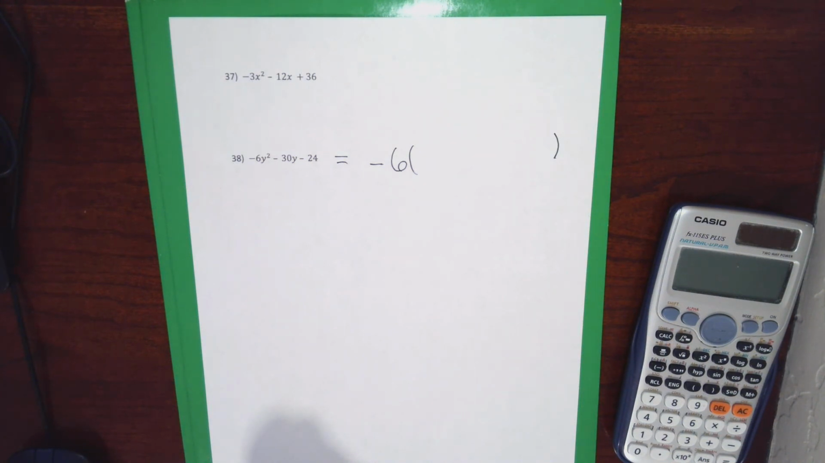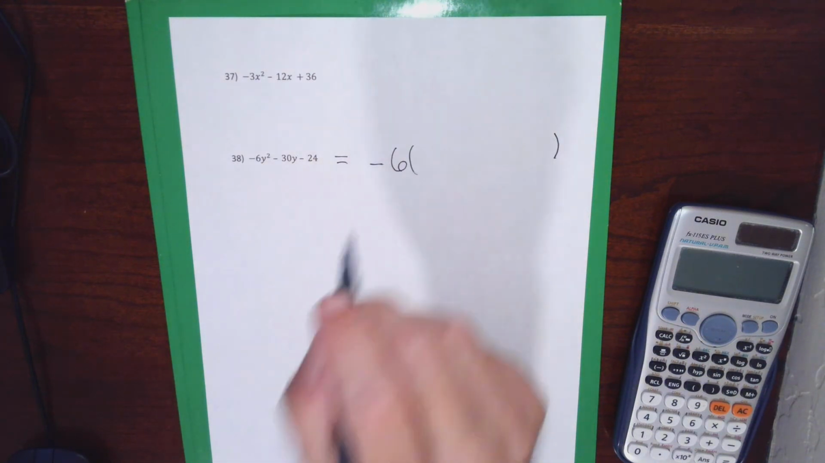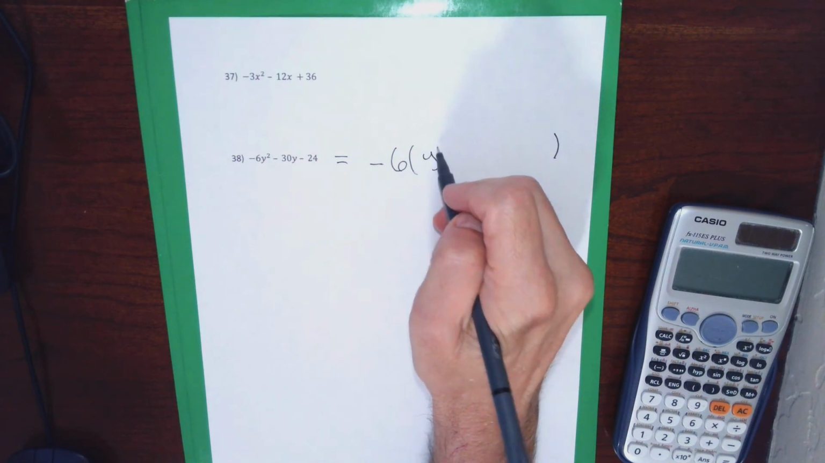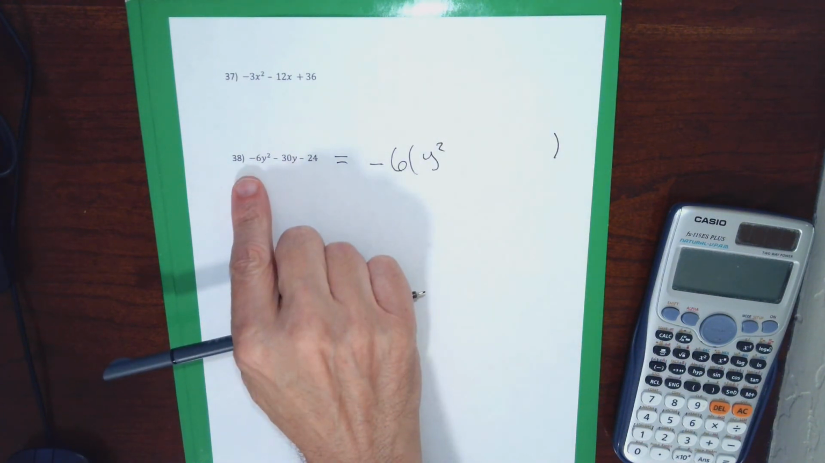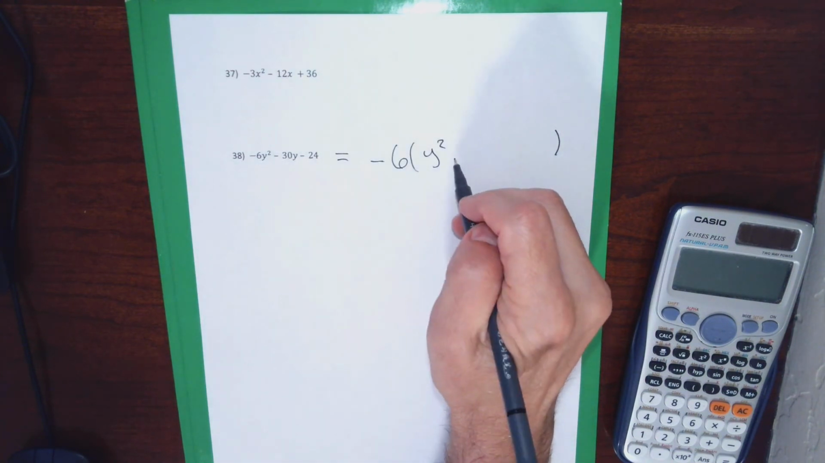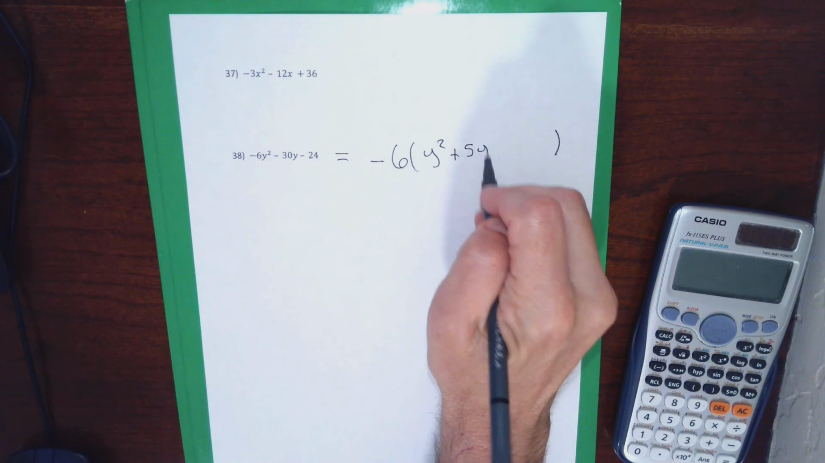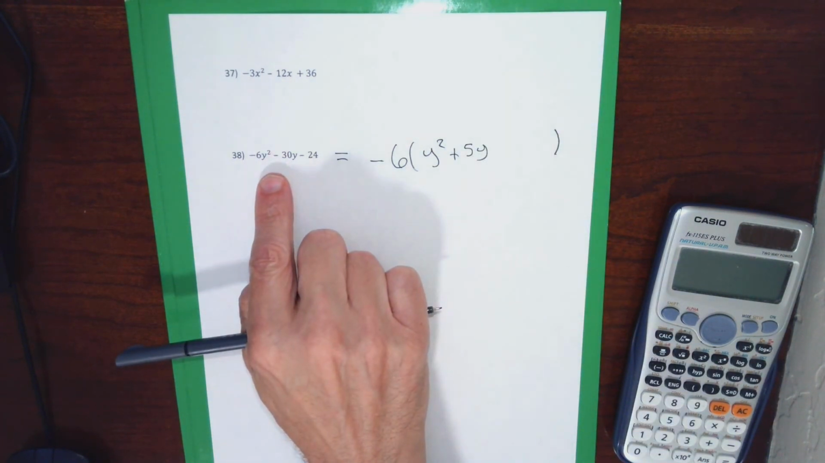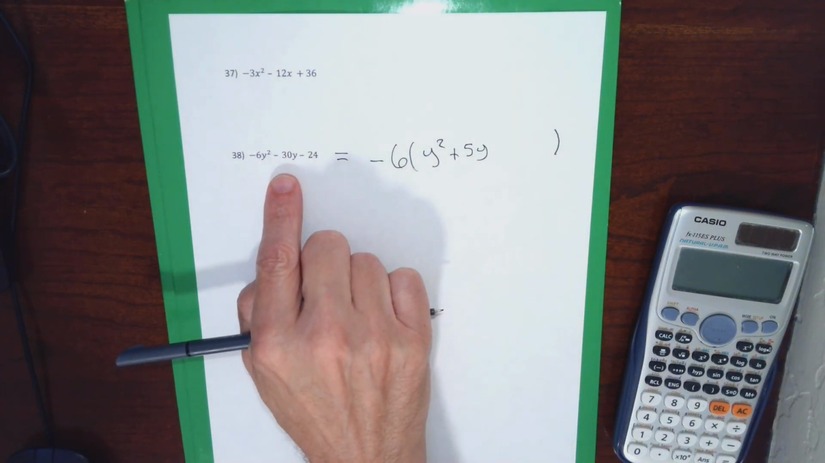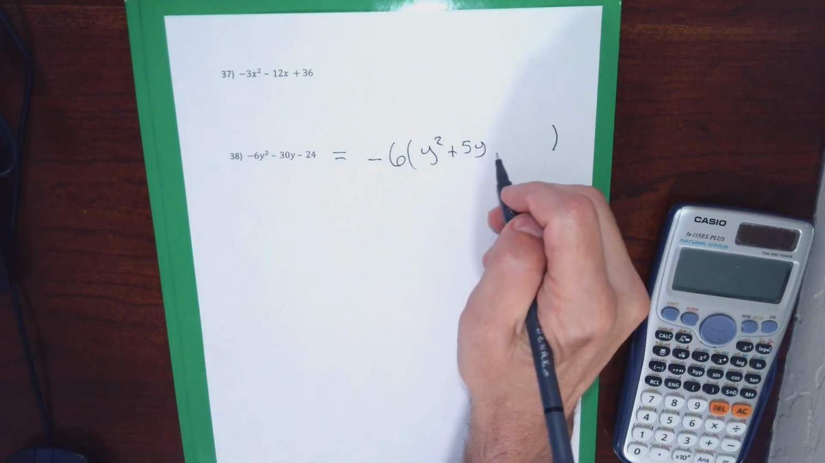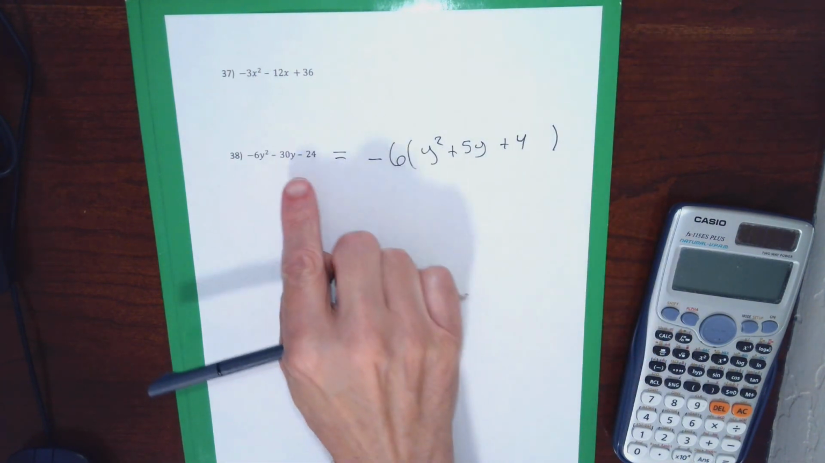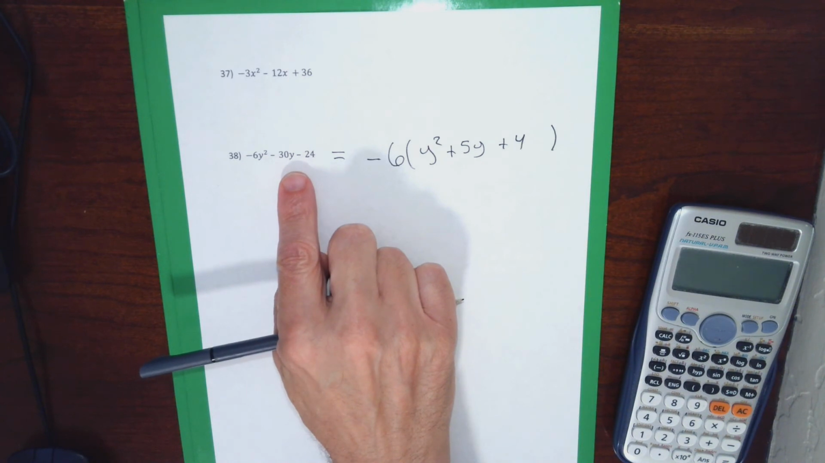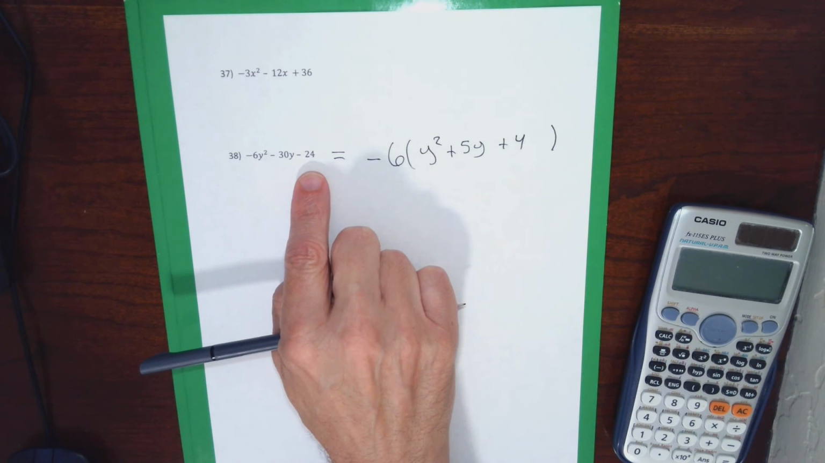To fill in my parentheses, I switch the signs because I factor out a negative, and I divide by 6. I'm going to be left with a positive y squared, flipping that sign from negative to positive, a 1 from dividing that 6 by 6, and then a plus 5y, plus sign because that negative sign flipped to positive, 5 because that 30 divided by 6 is 5, and then plus 4, positive sign because that negative sign flipped to positive when I divided out a negative, 4 because that 24 divided by 6 gets 4.